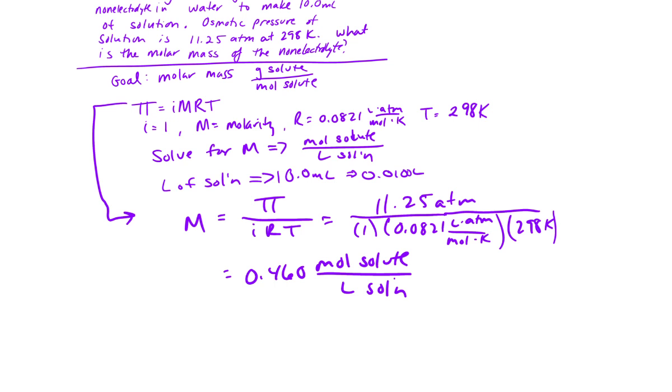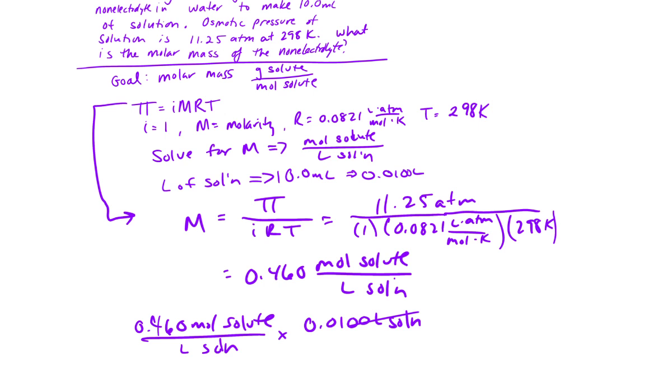The next part's a little bit of a leap. We need to get rid of this liters of solution. We want to know how many moles we put into this flask to make a solution with this concentration. If we know the number of moles we put in, we already know the number of grams we put in, so we can relate those two and get grams per mole. So we take our molarity, 0.460 moles of solute per liter of solution, and multiply by the volume, 0.0100 liters of solution. That cancels, and we get 0.00460 moles of solute. Is everyone okay with that? Seeing why we do that.